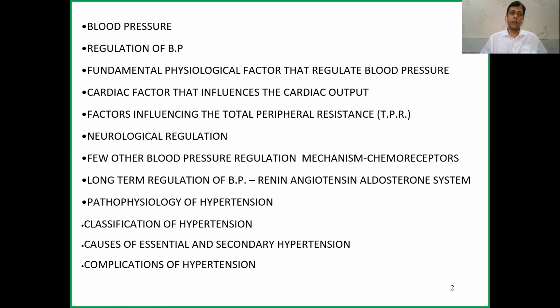We will discuss the cardiac cycle, the regulation of blood pressure, and then the physiological factors that regulate blood pressure, that is the cardiac output and total peripheral resistance. What are the factors which alter the cardiac output, and what are the factors which alter the peripheral resistance. Then the short-term control and long-term control: the short-term control is through the neurological system, and the long-term control is through the renin, angiotensin, aldosterone system, the RAS system.